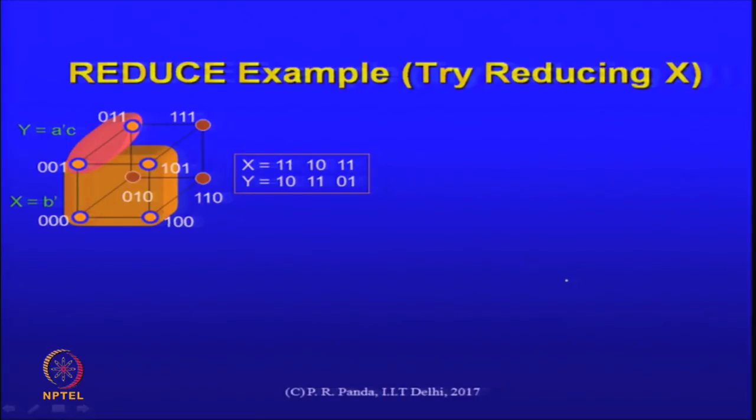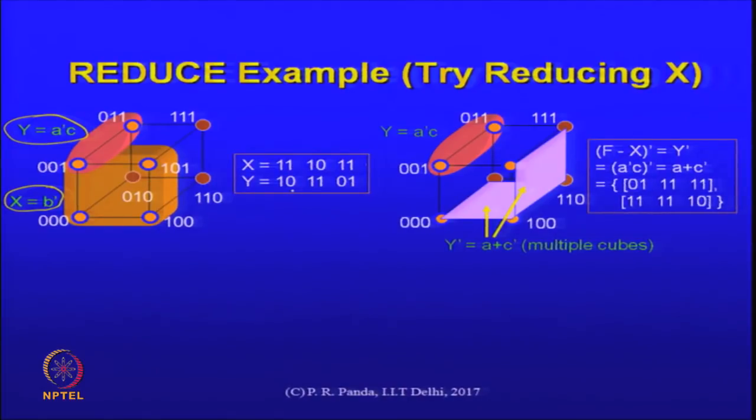Let us try to do it quickly on an example and its associated representation. Suppose I start with this function in which I have two cubes, one is b prime, which is the square, and the other is a prime c. Its representation is this. So, for x this is b prime and for y it is a prime c. So, that is my initial function. I would like to reduce something. Let us try to reduce x.